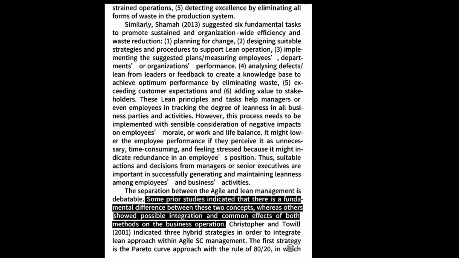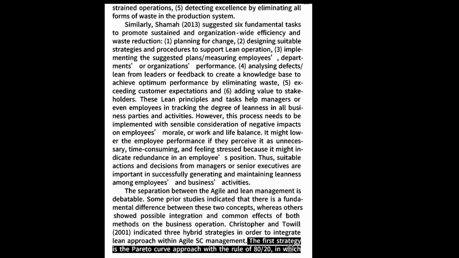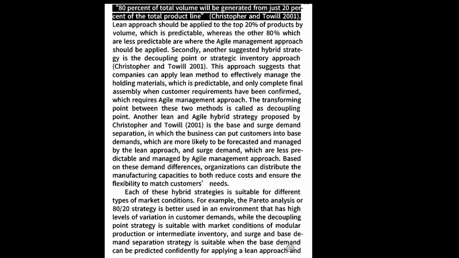Some prior studies indicated that there is a fundamental difference between these two concepts, whereas others showed possible integration and common effects of both methods on the business operation. Christopher and Twill 2001 indicated 3 hybrid strategies in order to integrate lean approach within agile SC management. The first strategy is the Pareto curve approach with the rule of 80-20ths, in which 80% of total volume will be generated from just 20% of the total product line.